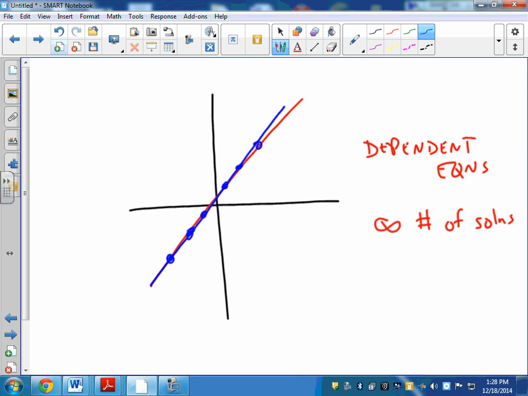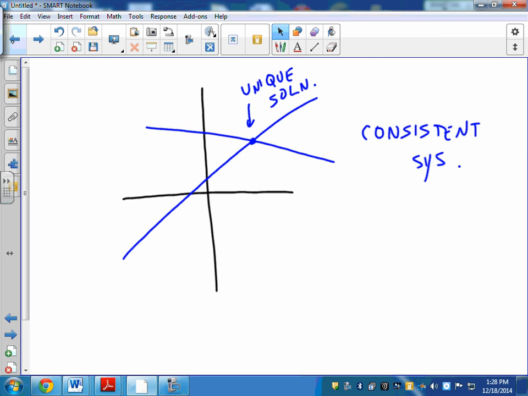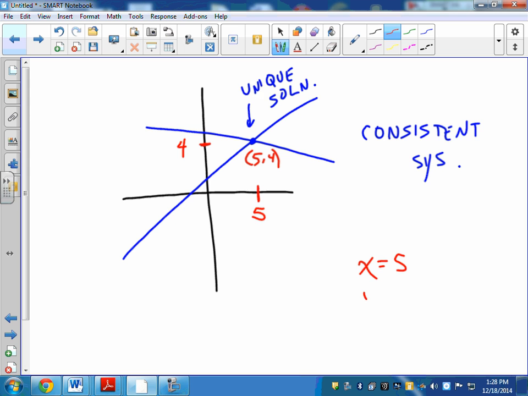Okay, so how do you know when you have one type or the other? Well, this is the one that we run into most of the time. You just get whatever the x and y coordinates are. So if this is 5 and this is 4, you'd get the ordered pair 5, 4, and somewhere when you're working it out, you would get x is 5 and y is 4. That's your consistent system, one unique solution.